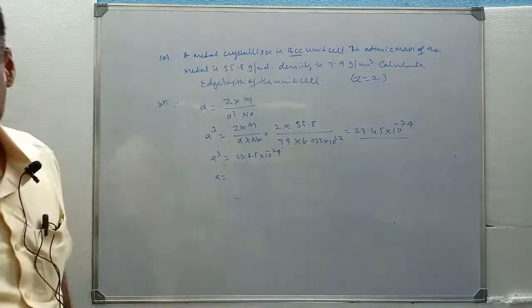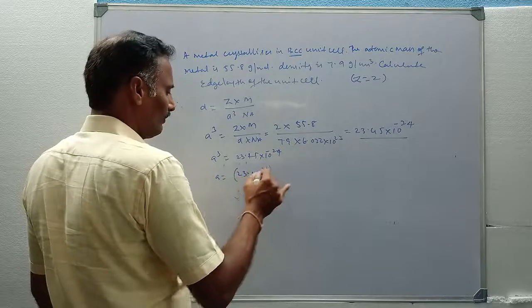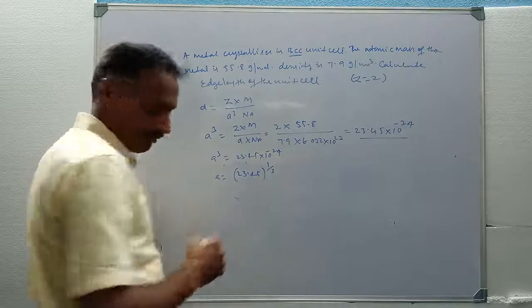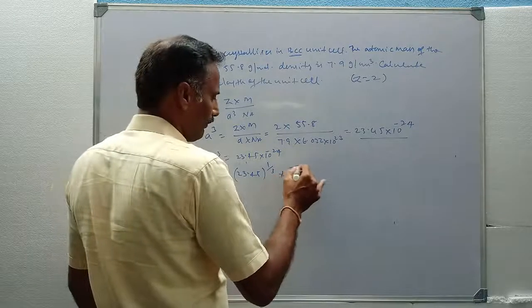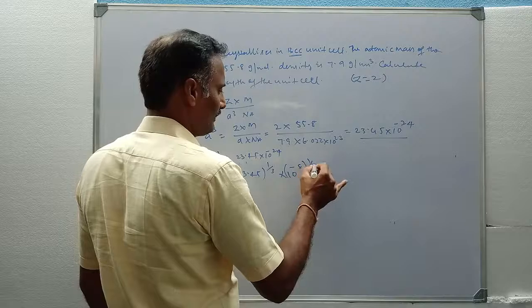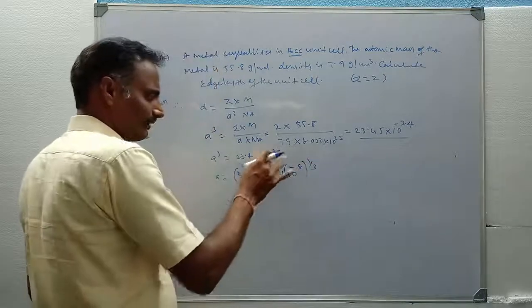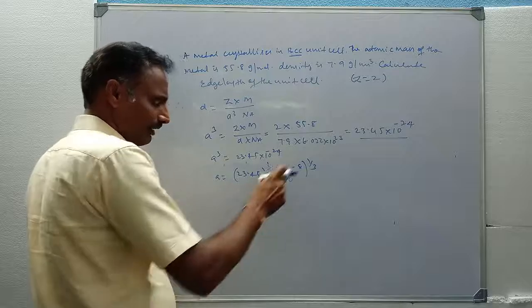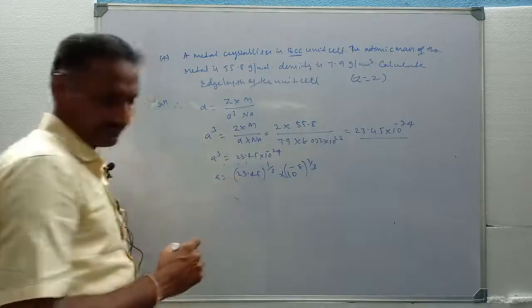A equal to (23.45)^(1/3) into 10 to the power of minus 8. The exponent is minus 24 times 1 by 3, which is minus 8. This is A, you will get this.